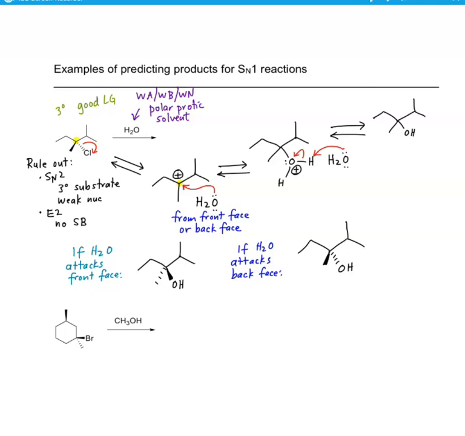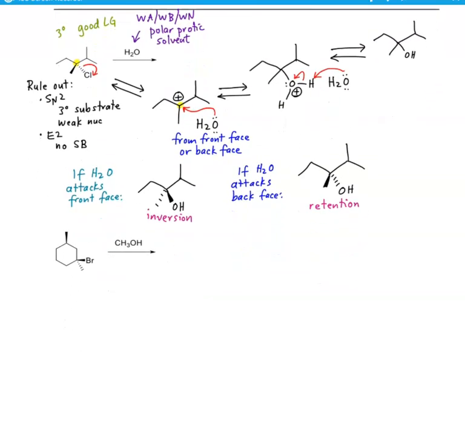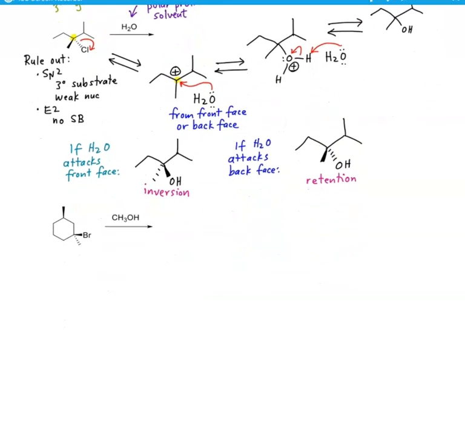The product on the left is the product of inversion. It has the opposite configuration as the starting material. The product on the right has the same configuration as the starting material. It's showing retention of configuration. Let's do another one of these.